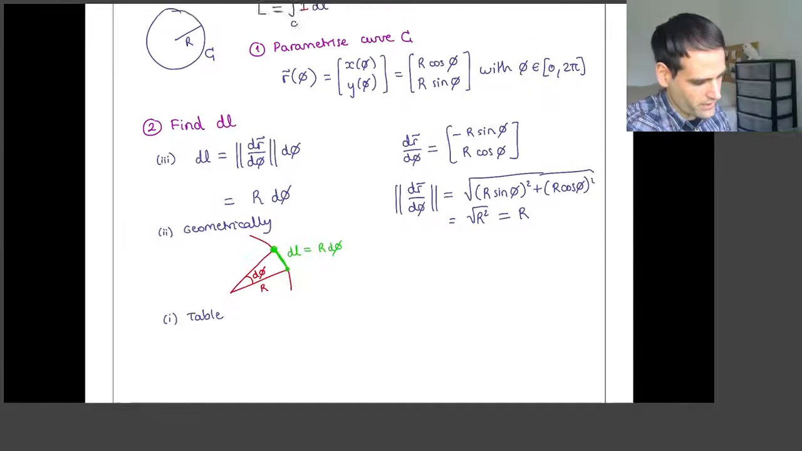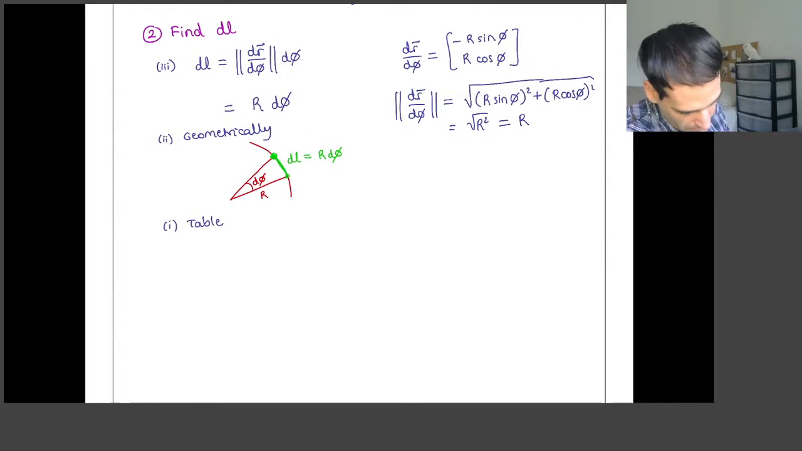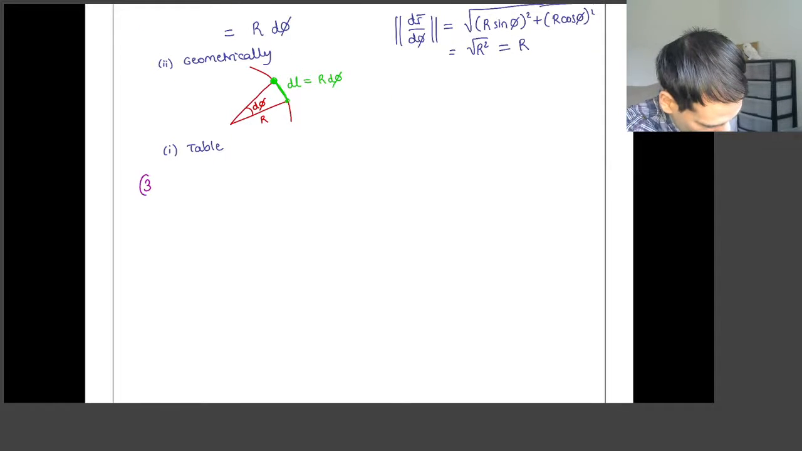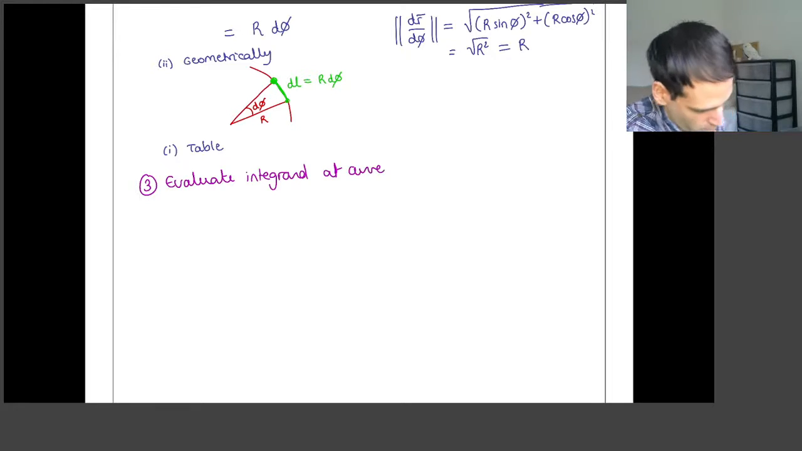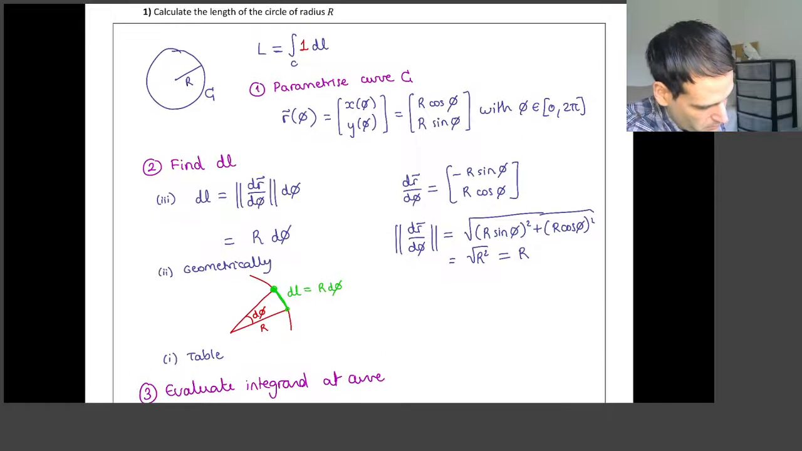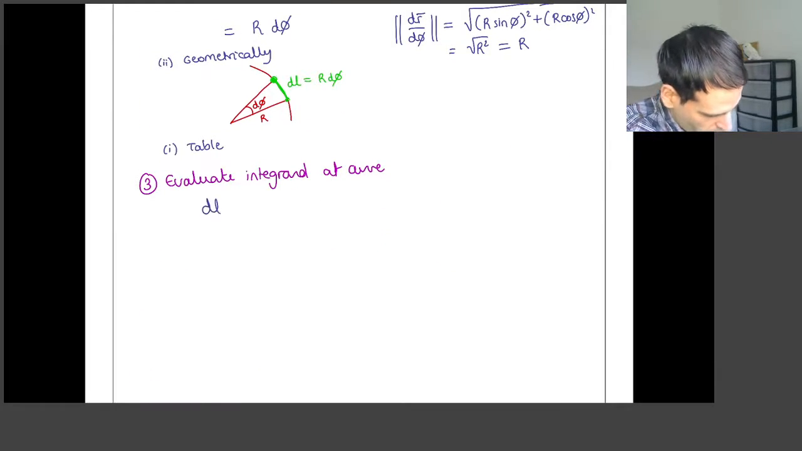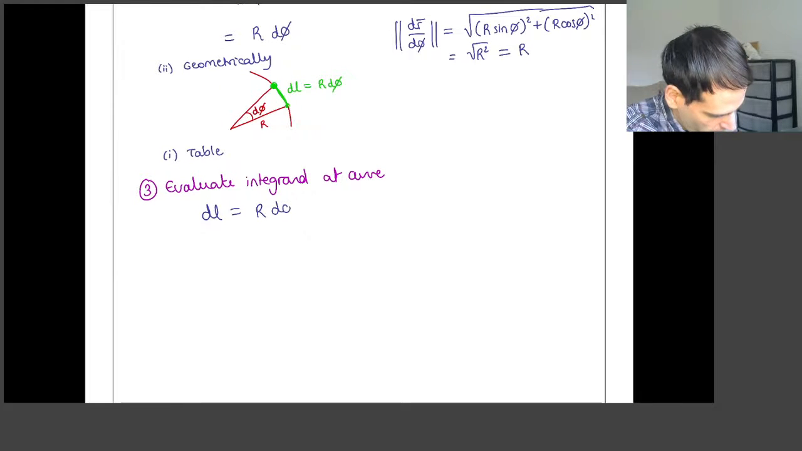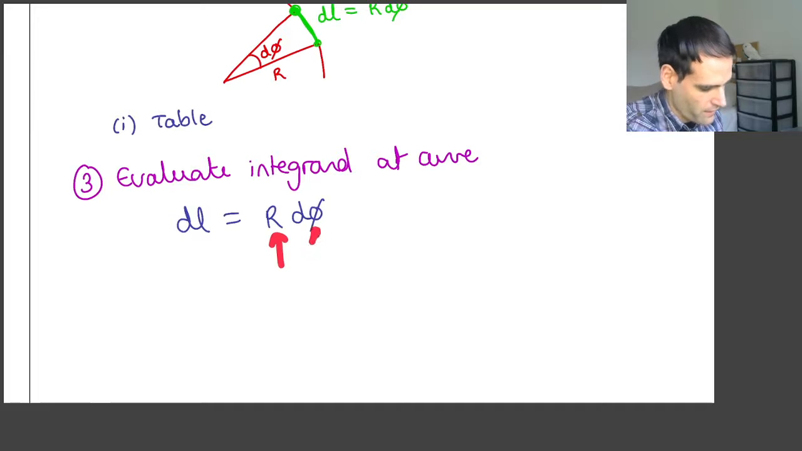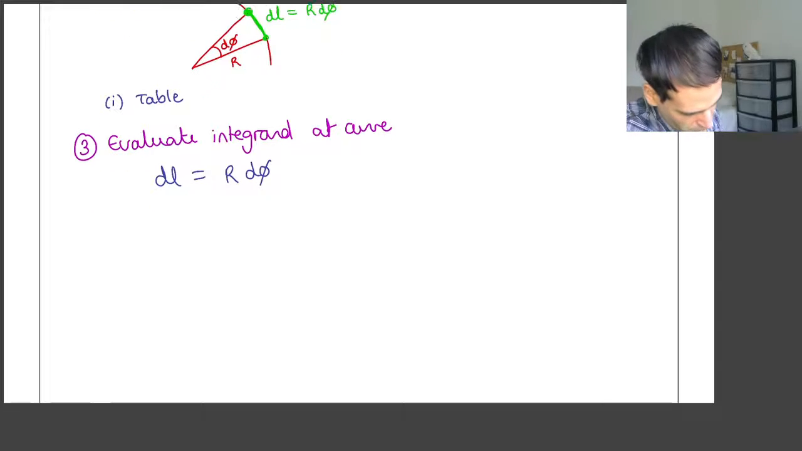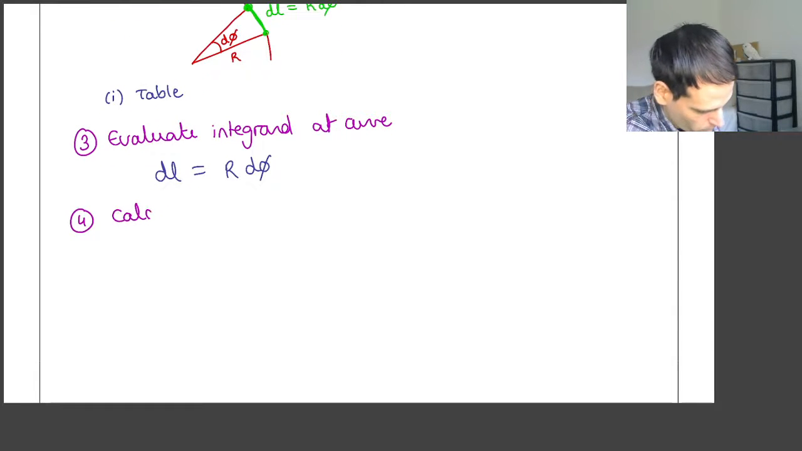Very good. Third step is to evaluate the integrand at the curve. Now this is a bit strange because our integrand is simply dl, so there is nothing to evaluate, we just have dl equals r d phi. So sanity check, is this a function of the parameter plus constants? Yes, we only have r, which is a constant, and d phi, which is the differential of our parameter. So everything is correct. So now we are ready for step 4, which is calculate the integration.